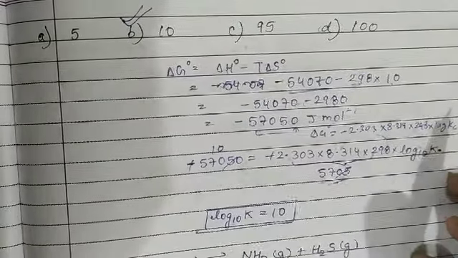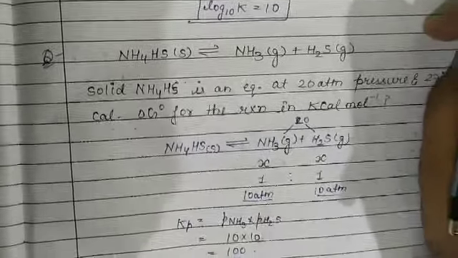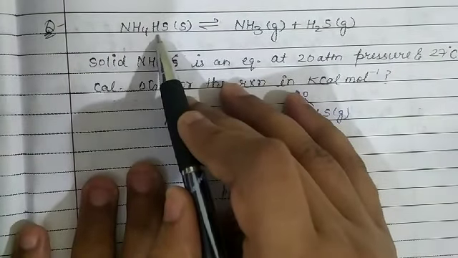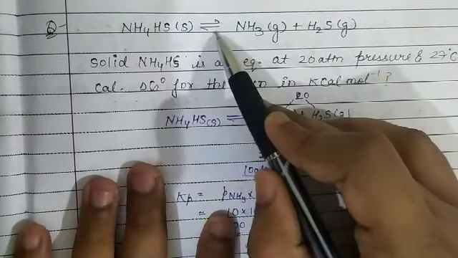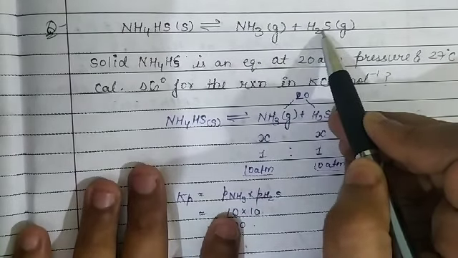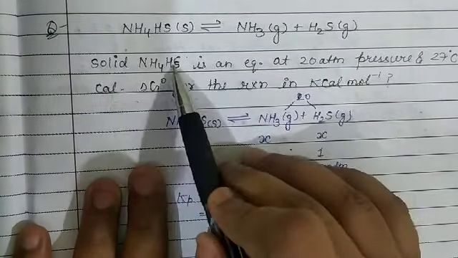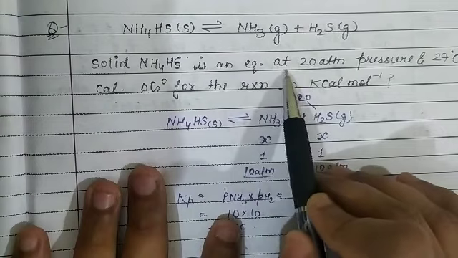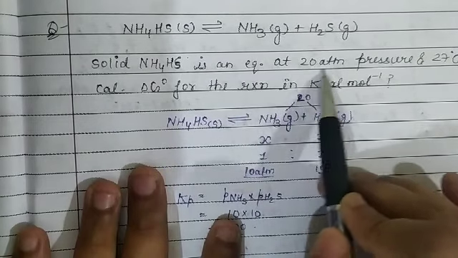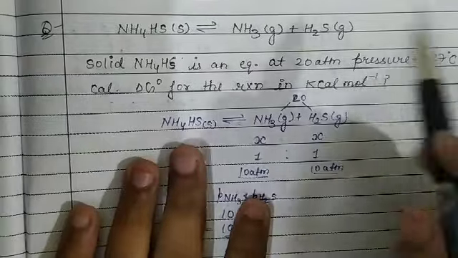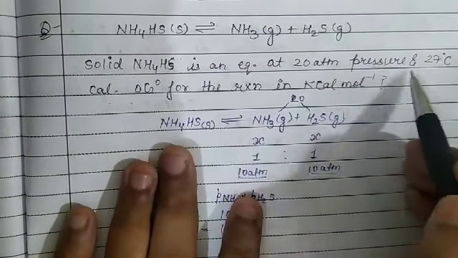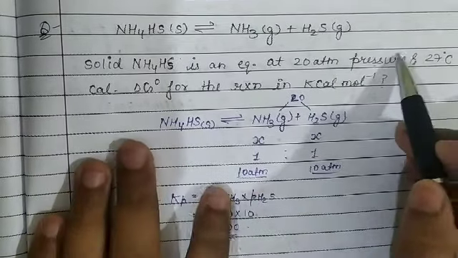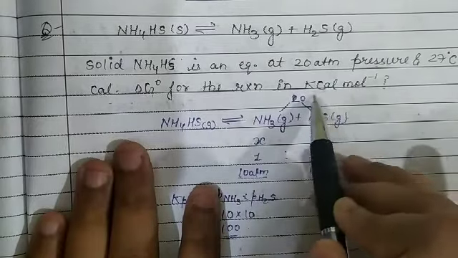See the next question. The next question is, when ammonium hydrogen sulfide, which is NH4HS, decomposes, it gives ammonia gas and H2S gas. It is also given that solid ammonium hydrogen sulfide, NH4HS, is at equilibrium at 20 atmospheric pressure. So total pressure is given, which is 20 atmosphere, and 27 degrees Celsius, so temperature is given. We have to find the value of delta G naught for this reaction in kilocalorie.